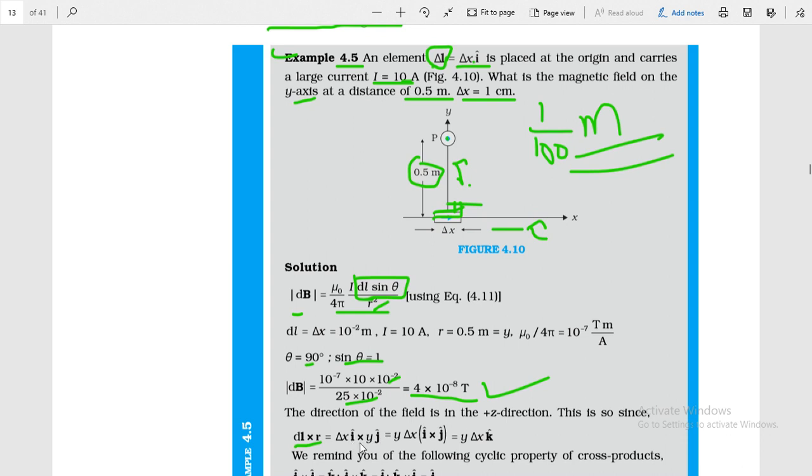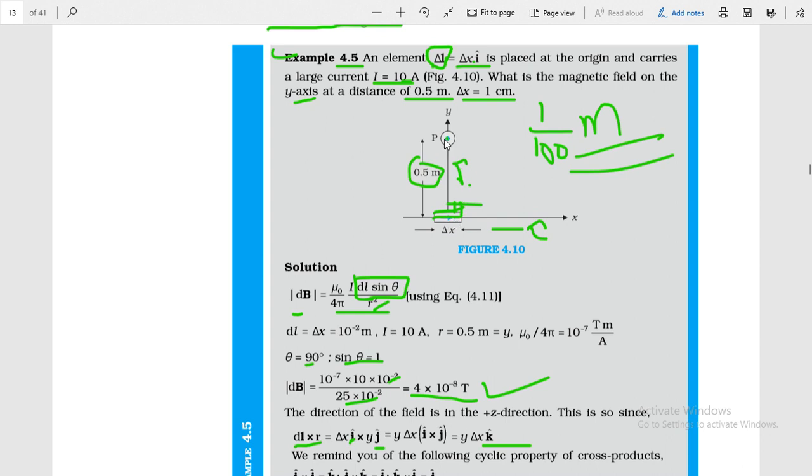So for direction we need only these unit vectors i cap and j cap. So you get here i cross j. The resultant of i cross j in vector form will give you k cap, and k cap is the direction of the positive z axis. It means it is perpendicular to the plane of paper and outward, towards your eyes.